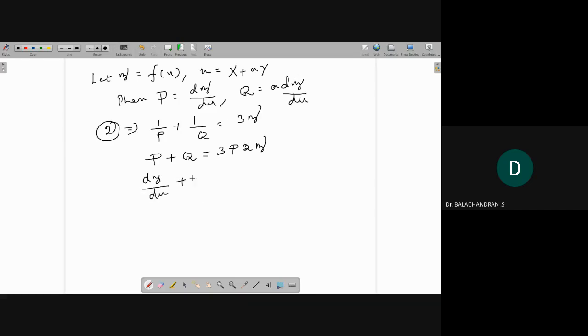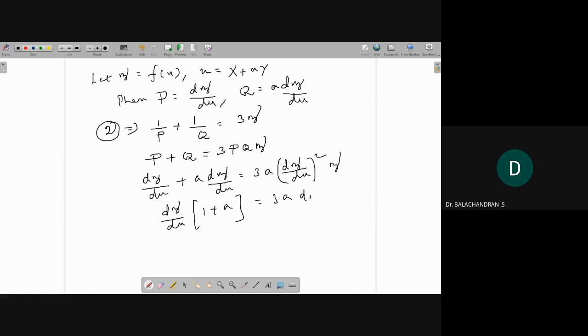Q is A into dz by dz. So third, you should multiply P and Q. If you multiply P and Q, you will get A (dz by du) whole square into small z. So take dz by du commonly, you will get 1 plus A equal to 3A (dz by du) whole square into z.